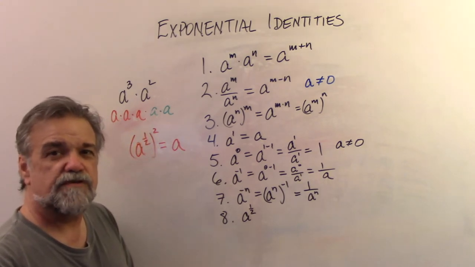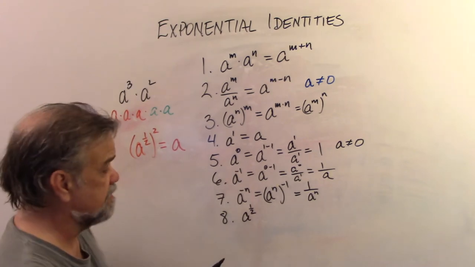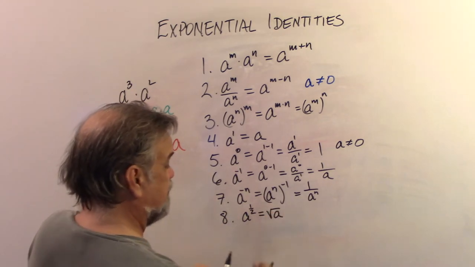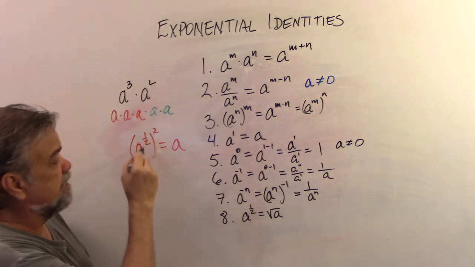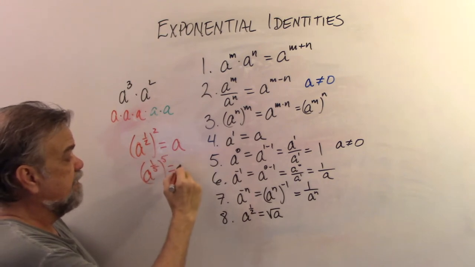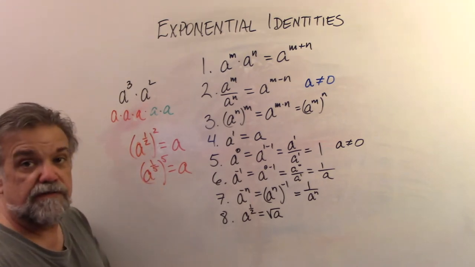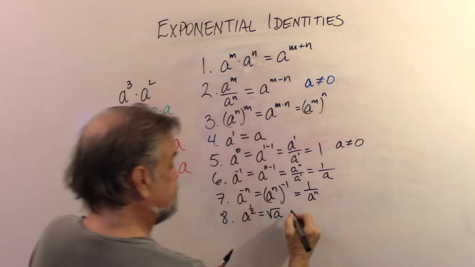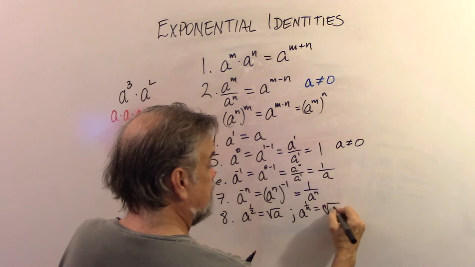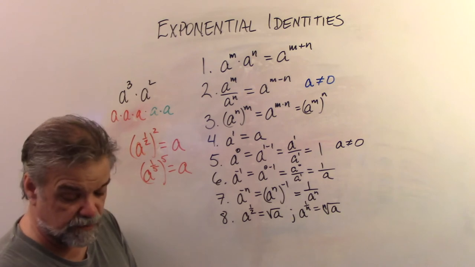Well, what number squared gets me a? The square root of a. That's pretty much the definition of what the square root is. So that means a to the 1/2 power is the square root of a. And I think you can see that there's nothing special about the 2 here. We could have used a to the 1/5 and taken that to the 5th power, and that would also get us a. So a to the 1/5 would be the 5th root of a, and in general, a to the 1 over n is going to give me the nth root of a. That is an important one.